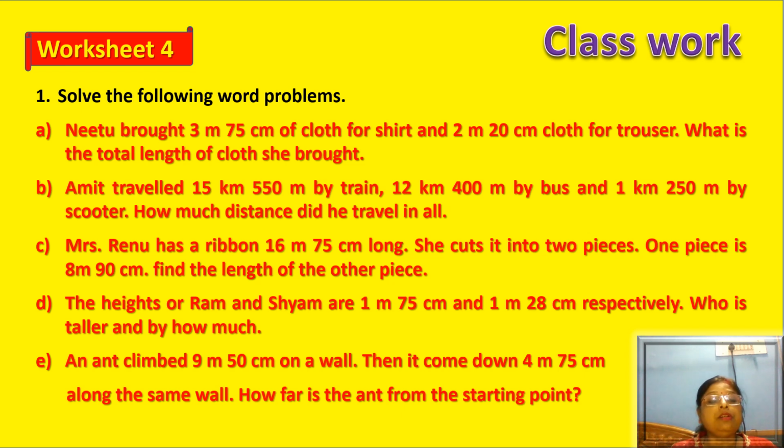Next, last question: An ant climbed 9 meter 50 centimeter on a wall. Then it came down 4 meter 75 centimeter along the wall. How far is the ant from the starting point? Here you will subtract and then you will get the answer. Now the answers are given in the next slide also.